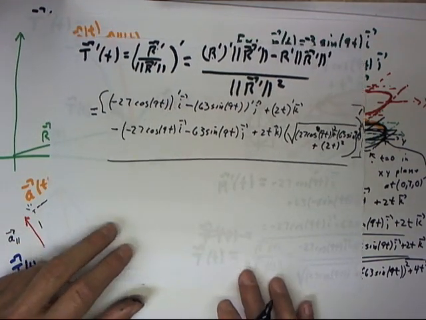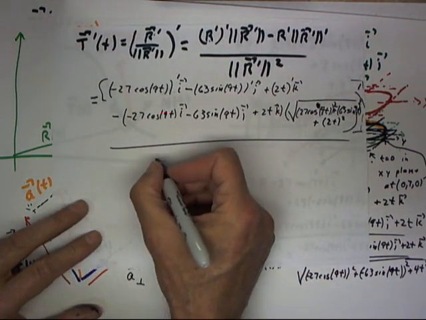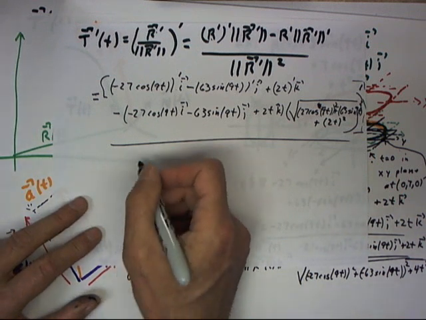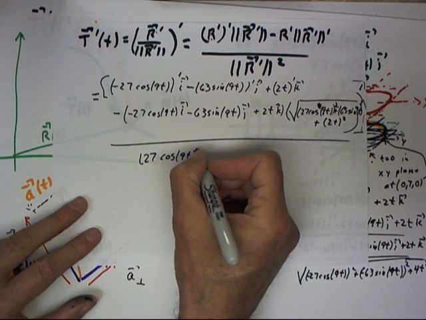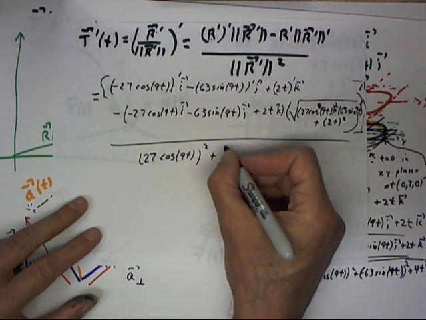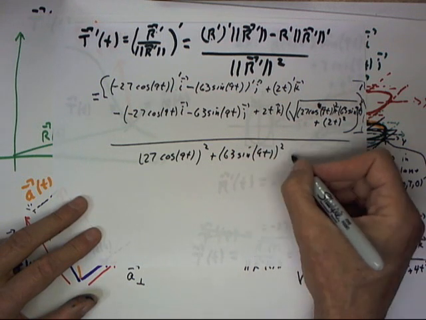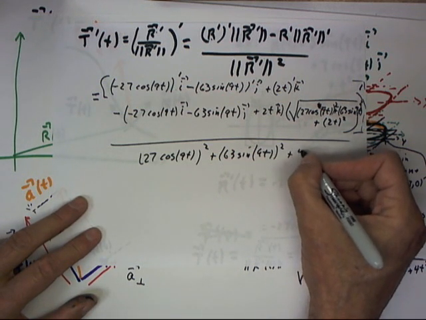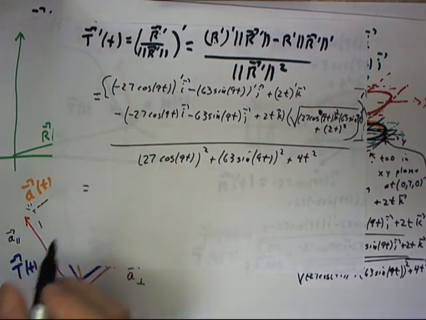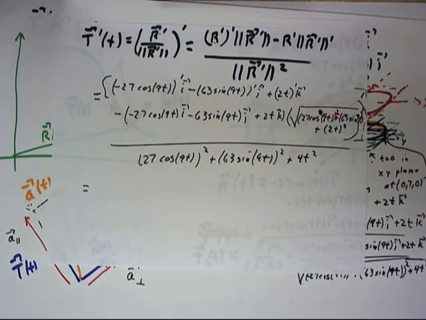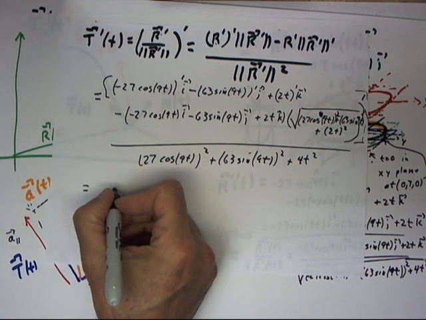And we get a little bit of a break there because r prime is just a square root, so we're going to write down quantity 27 cosine of 9t quantity squared plus 63 sine of 9t quantity squared plus 4t squared. Okay, so now all we have to do is take derivatives up here and complete our expression.